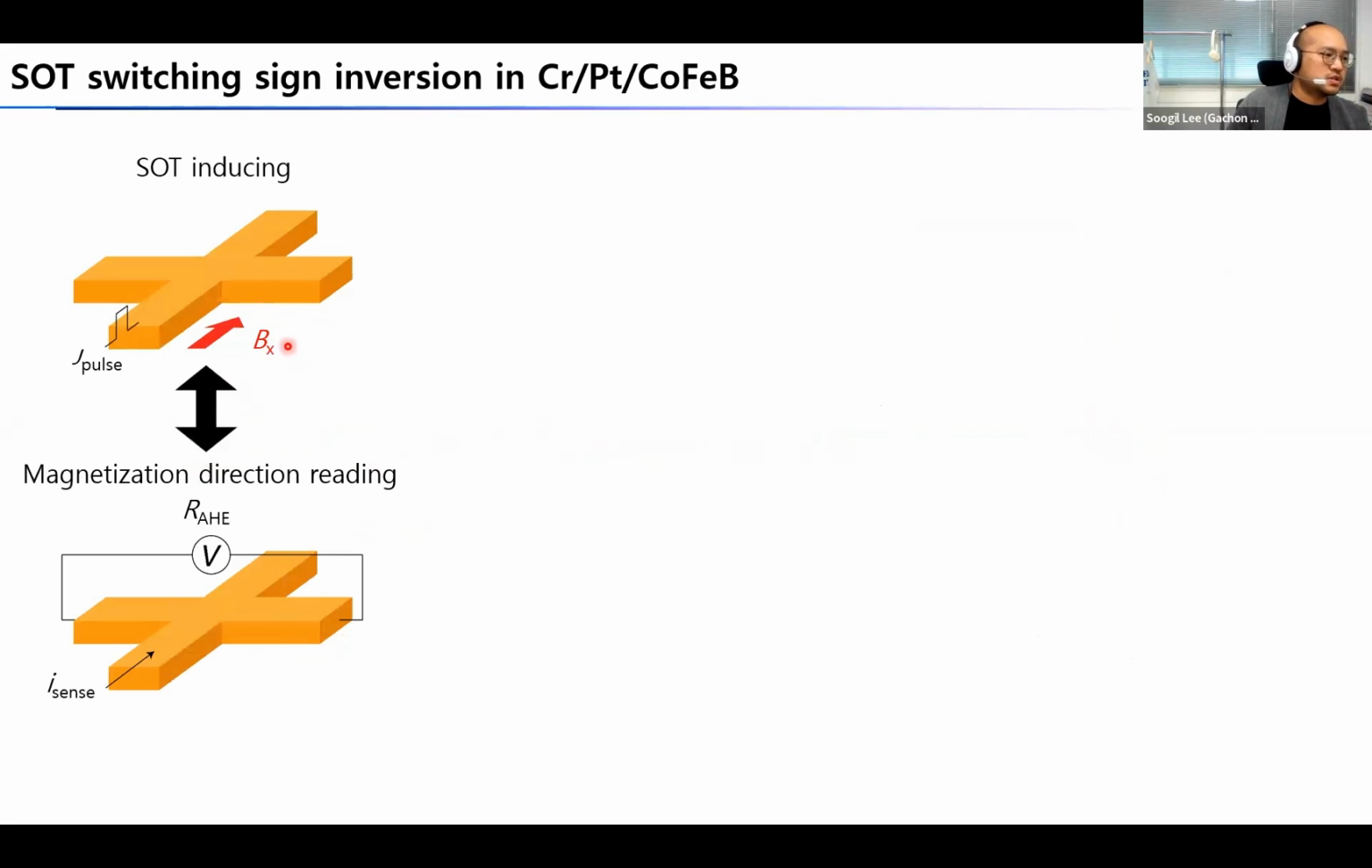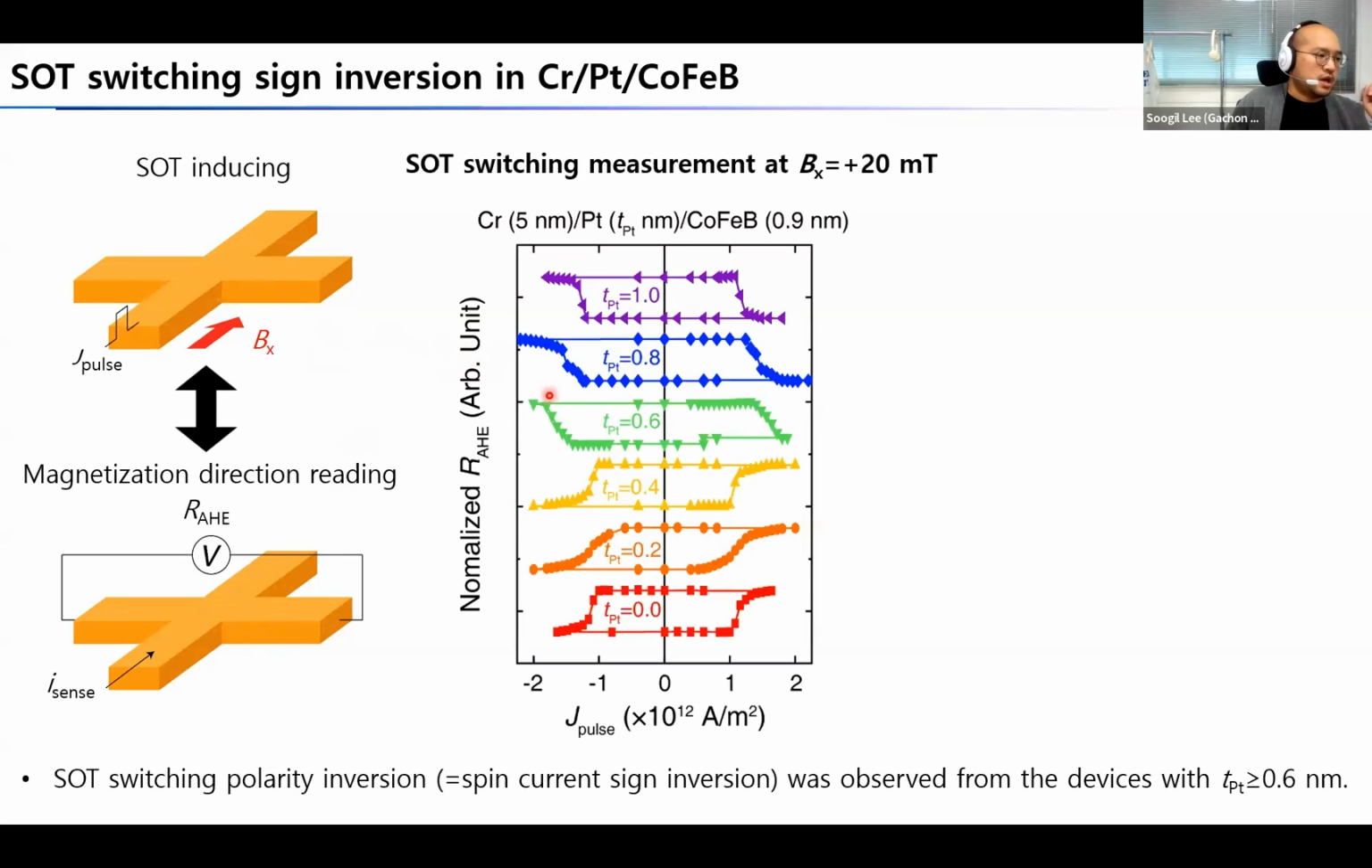First, we inject a pulse current along this direction with an application of the in-plane magnetic field, this red one. And next, we check the magnetization state by the anomalous Hall signal. Repeating these two steps, we can construct the switching loops. This graph shows SOT switching loops as a function of the thickness of the platinum insertion layer. The x-axis is the charge current density, and the y-axis is the anomalous Hall signal. You can clearly see the SOT switching sign reversed between these two data.